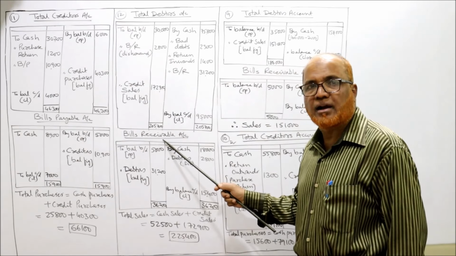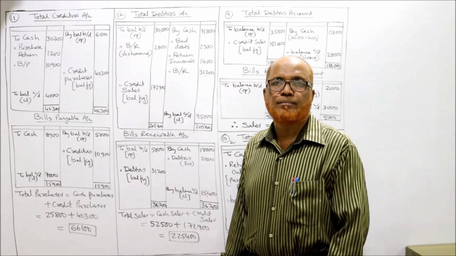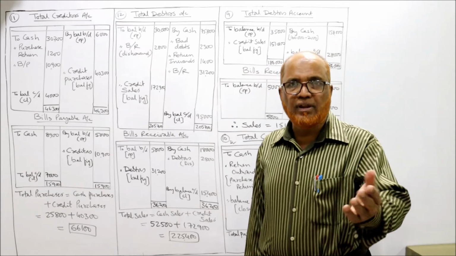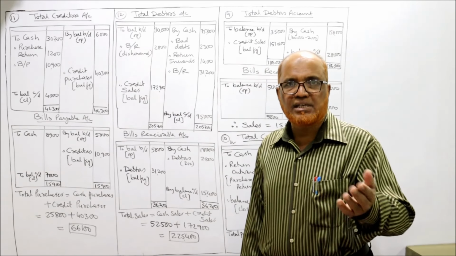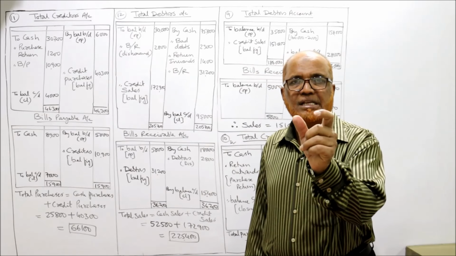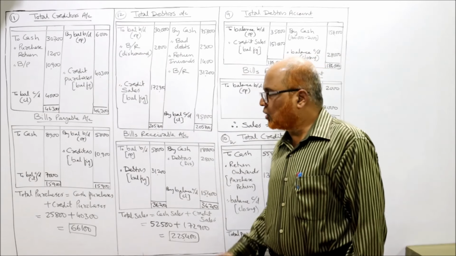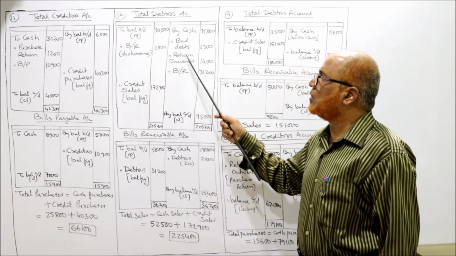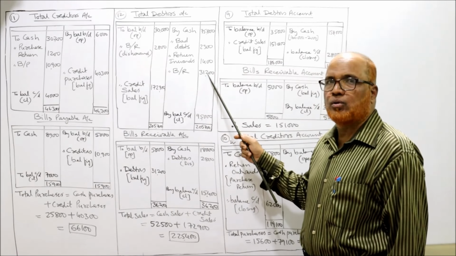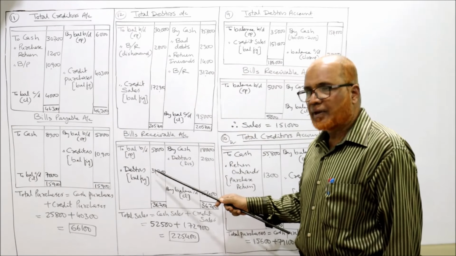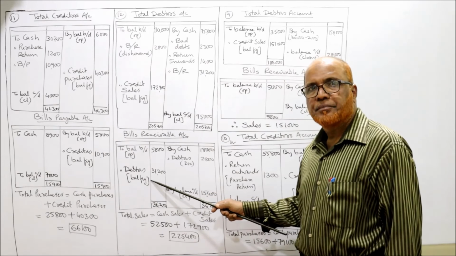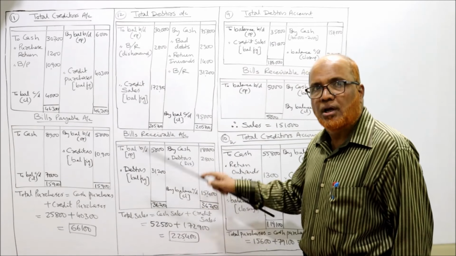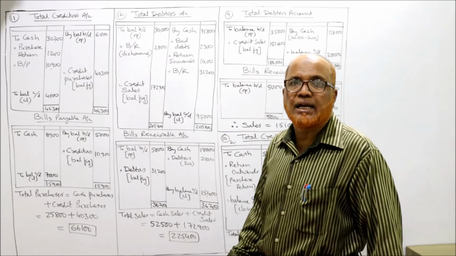Which account is this? This is the bills receivable account. So the entry for bills received: bills receivable account debtor to debtors account. When we receive the bill from debtors, the entry will be bills receivable account debtor to debtors account. So bills receivable is debited, balancing figure 31,200, and debtors account is credited by bills receivable 31,200. This 31,200 comes from here and this is the balancing figure. So bills receivable account debtor to debtors account, debtors is credited. This account is closed. Now we will find out the balancing figure in total debtors account.